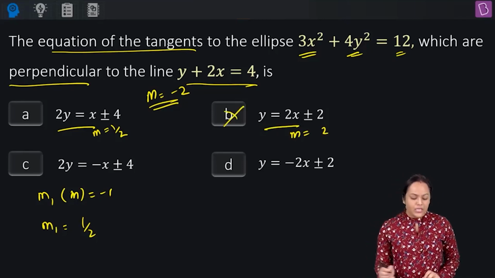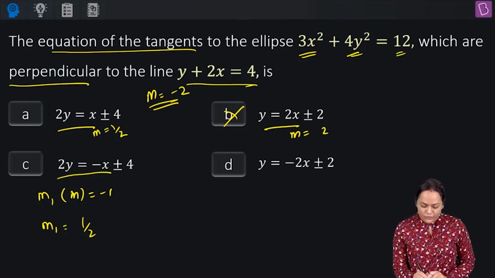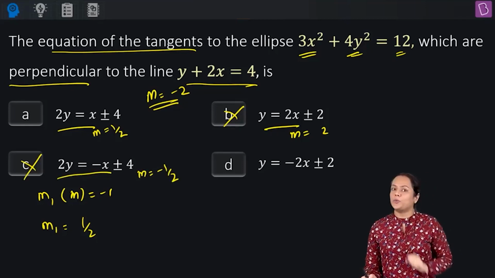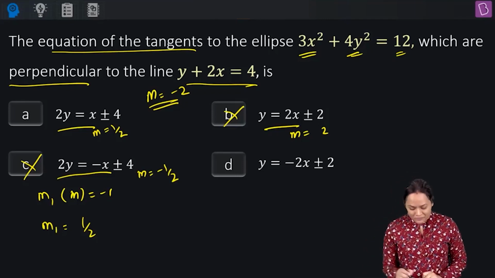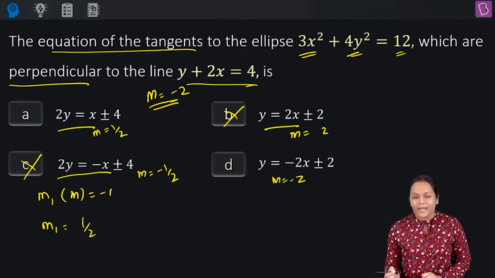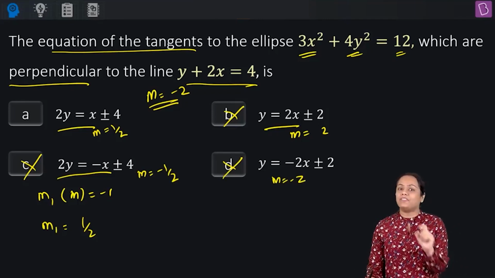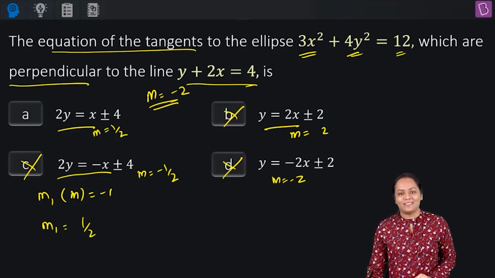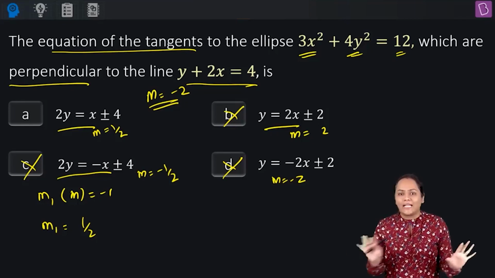Not at all possible. Coming to option C, I have 2y is equal to minus x plus minus 4. Slope of this is minus 1 by 2. Again, not a possibility for us. Left is option D. So guys, quickly, what is the slope of line in option D? Well, in option D, the slope is minus 2. That means D is also not possible and we are left again with option A. That has to be the right answer. Clear? So this was done by elimination of options. You have to do nothing.